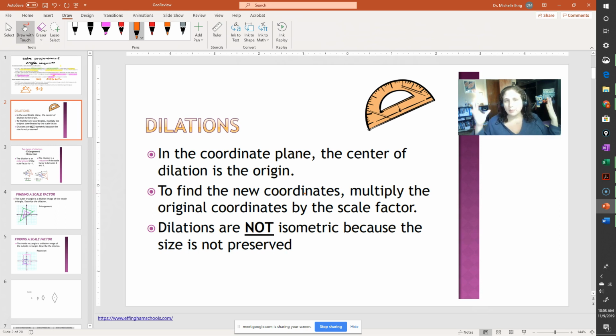Moving on, I'm going to pretend I never taught you about dilations because it's been a minute, so some of this might be a review. Remember dilations in the coordinate plane. The center of dilation is the origin if it doesn't tell you. I'm going to show you several problems where the center of dilation is not the origin, so there are times when that's the case. But if it doesn't tell you, you can assume if it's on the coordinate plane, the center of dilation is the origin. Then we find the new coordinates by multiplying by the scale factor.